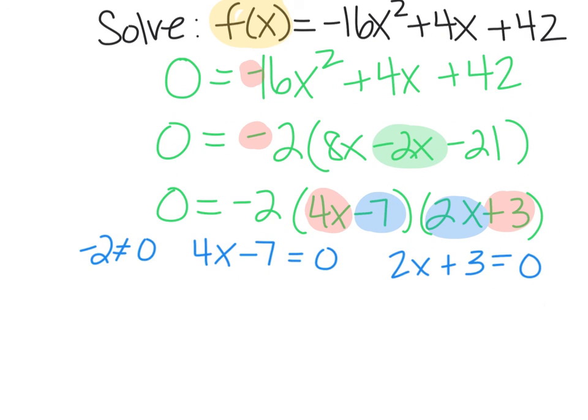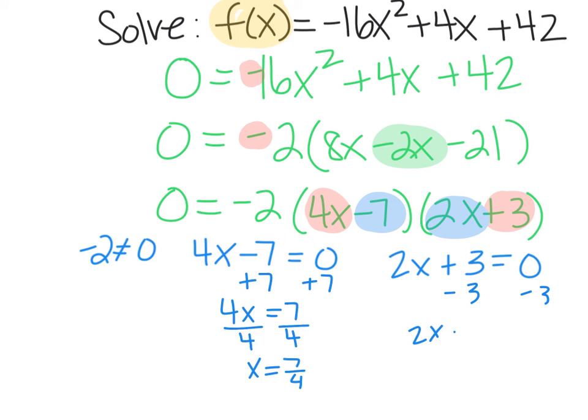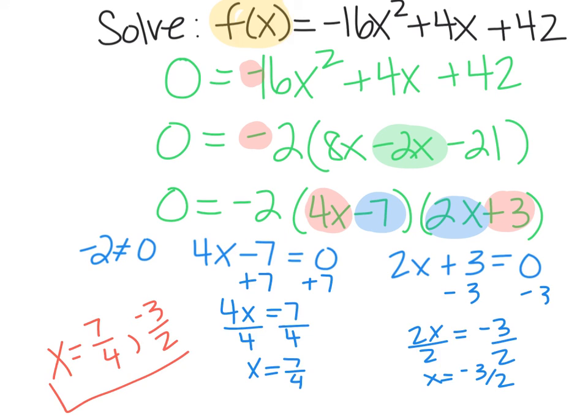Okay, so I'll give myself a little more room. So I'm going to add 7 to both sides to get 4x is equal to 7, divide by 4. So x is 7/4. And then the second one, minus 3, and divide by 2. So my two answers for this are x is equal to 7/4 and negative 3/2.